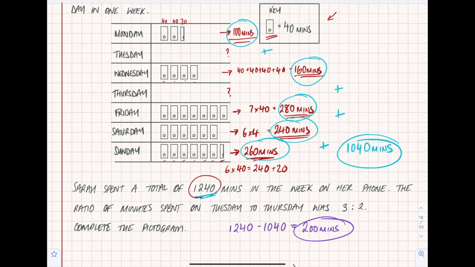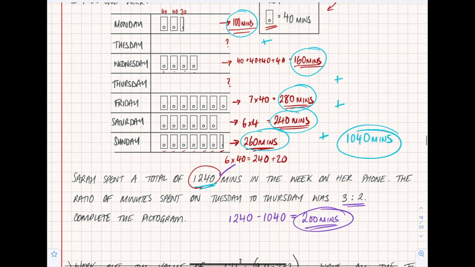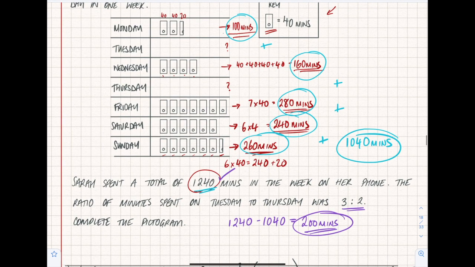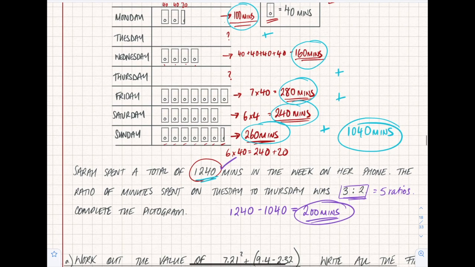So Sarah spent a total of 1,240 minutes in the week on her phone. The ratio of the minutes spent on Tuesday to Thursday was 3 to 2. So I know that there's 200 minutes that need to be filled in on this pictogram, and the ratio of how she spent it was 3 to 2. So that's a total of 5 ratios. So what we've got here is a pictogram question linked to ratios. So 5 ratios has to equal the 200 minutes.